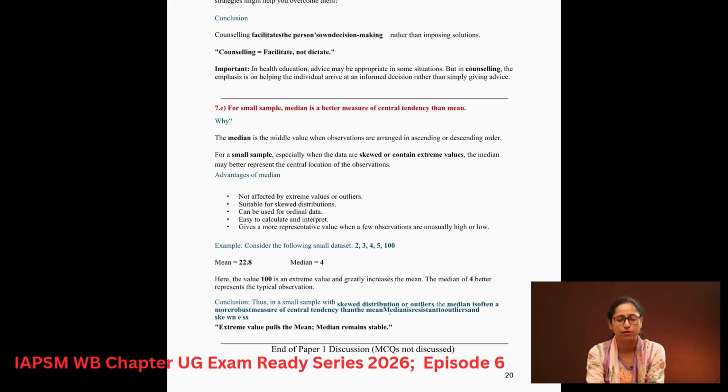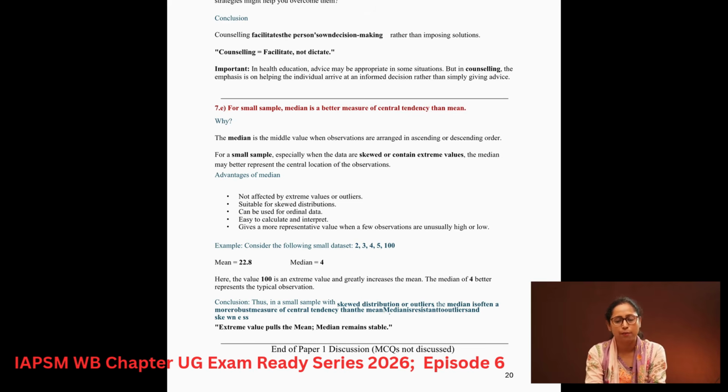For example, if we see a small data set like 2, 3, 4, 5 and 100. Now, what would be the mean? The mean would be 22.8, but the median is 4 here, if you arrange it in ascending or descending manner. Now, here the value 100 is the extreme value and greatly increases the mean, but the median of 4 is better representing the typical observation.